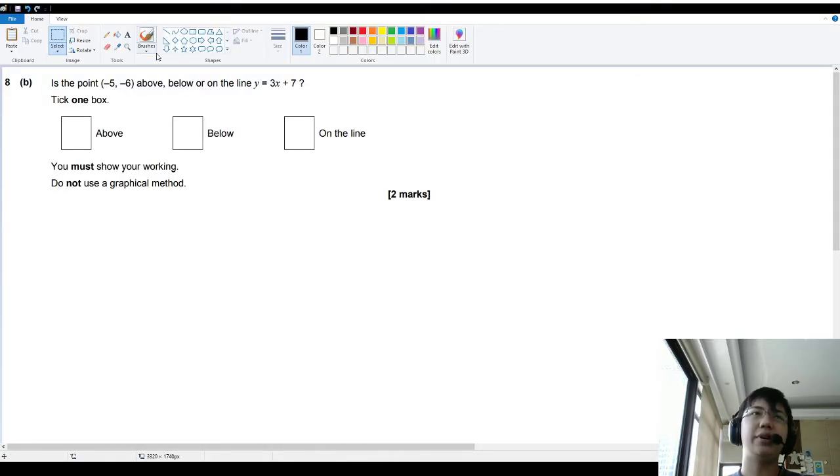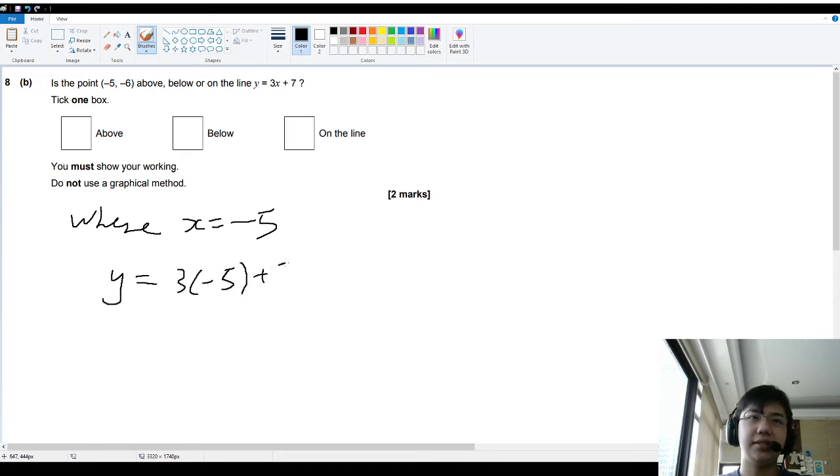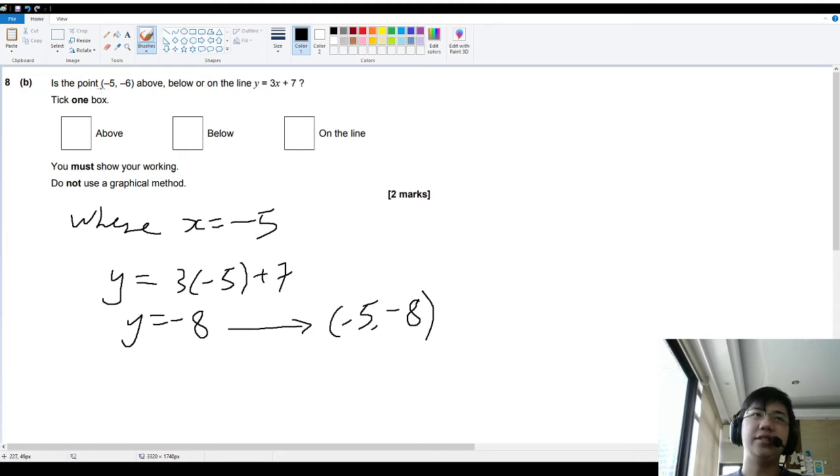So back onto MS Paint. We could figure this out by finding the point on the graph where x equals -5. So when x equals -5, y equals 3 times -5 plus 7, and y equals -8. So the point on the graph is (-5, -8), which has the same x value as point (-5, -6), but a different y value.